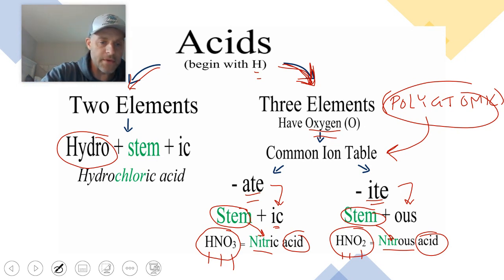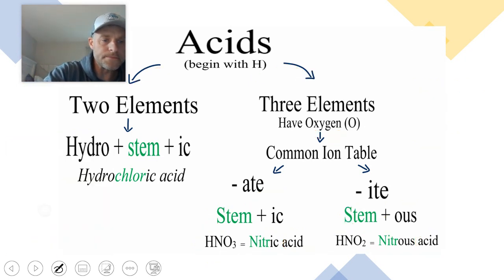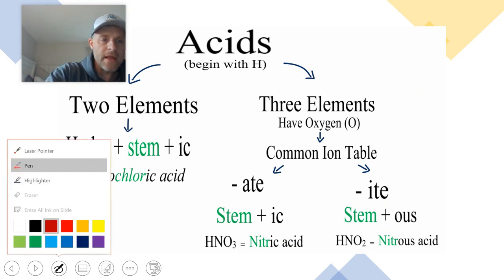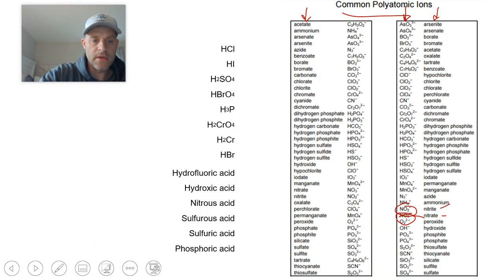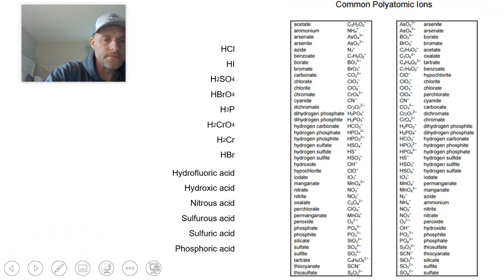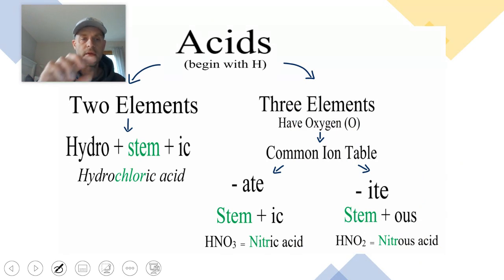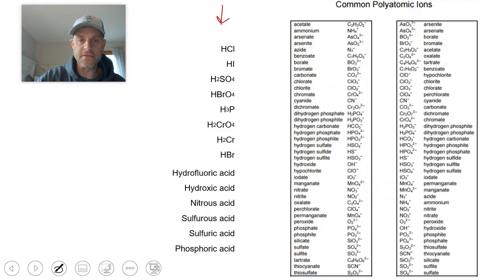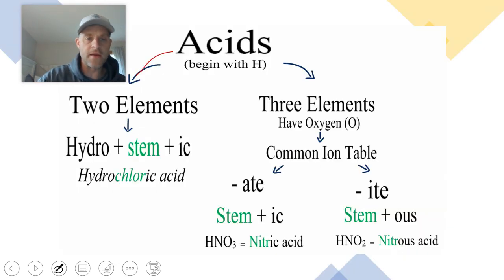So let's do this. I'm going to clear my ink up. Okay, and then let's go through and name them. So right here, I have listed what's on your worksheet. The first one is HCl. That was our example, if you remember. So here I go, 2 elements, right? H and Cl. So I'm going to go this way.